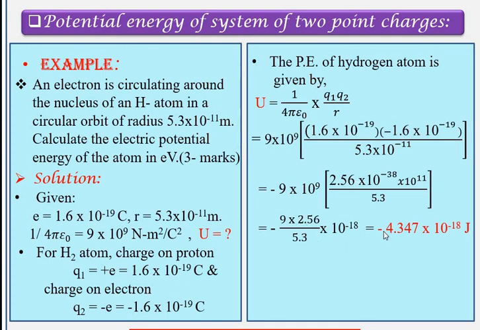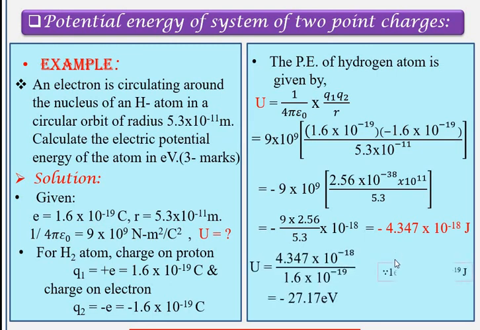Simplifying this, we get minus 4.347 into 10 raised to minus 18 joule. We have obtained the potential energy of the 2-point charges as minus 4.347 into 10 raised to minus 18 joule, and we have to obtain the potential energy in electron volt.